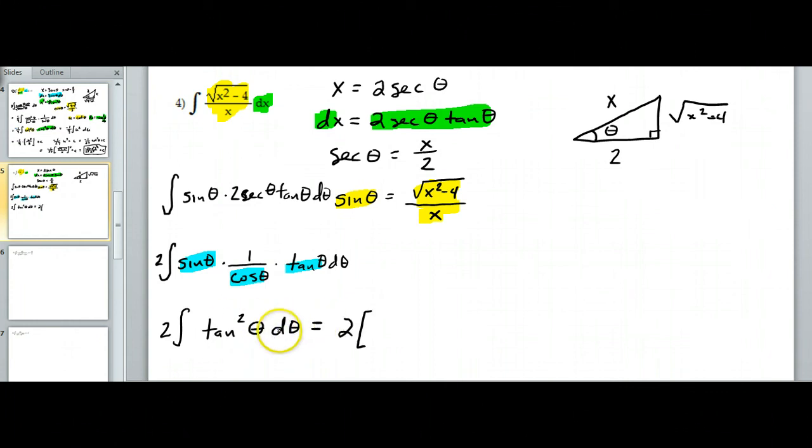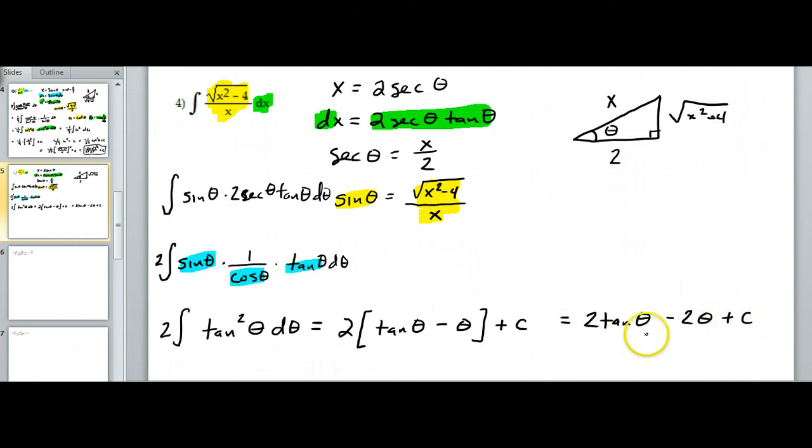The integral of tangent squared theta is tangent theta minus theta. So 2 times the tangent theta minus theta plus c, which is 2 tangent theta minus 2 theta plus c. Now, we need to know what the tangent theta is, and we also need to know what theta is.